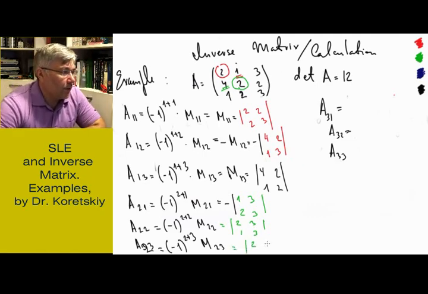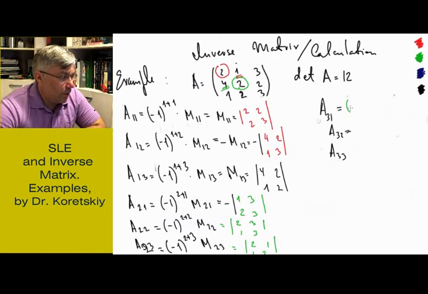And for the last part, 3 minus 1 raised to power 3 plus 1. 3, 1, it is 1 here. The last part of matrix 1, 3, 2, 2. Here we have a3, 2 minus 1 raised to power 3 plus 2. 2, 4, 3, 2. And the last one, here we have 3 by plus 3, 2, 1, 4, 2.